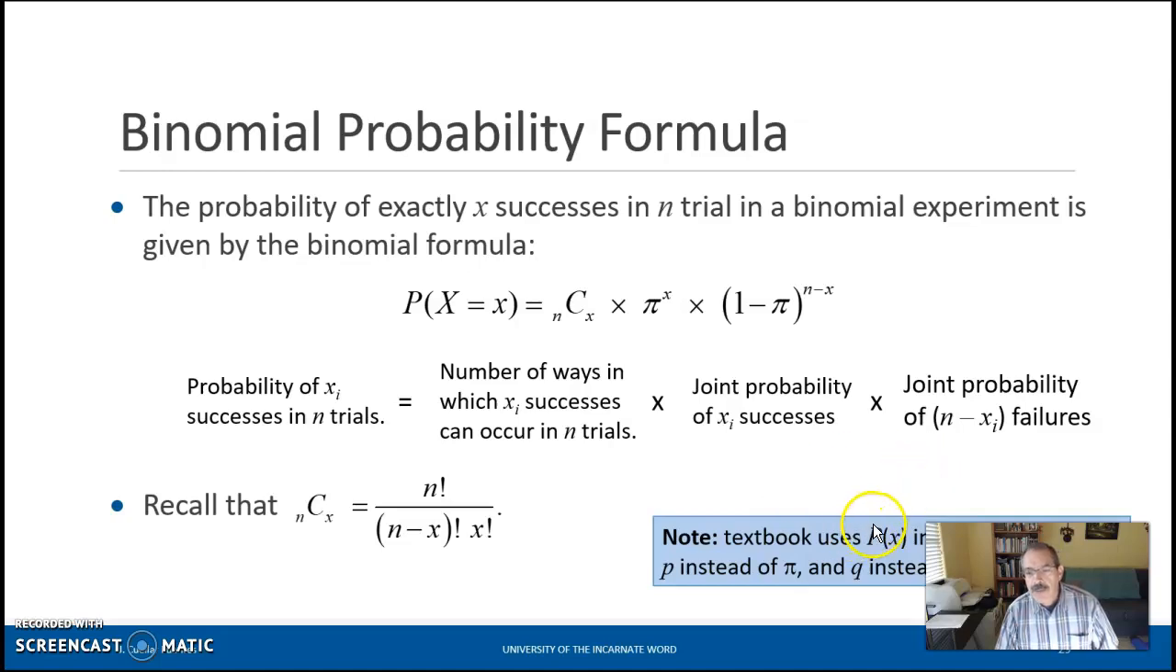Now, I want you to know that the textbook uses a slightly different nomenclature. So they use probability of X instead of probability of X equal to little x. And they use P instead of pi and Q instead of 1 minus pi. And I don't use these letters because these are used for sample statistics, not for population parameters. And I wanted to emphasize that we're dealing with population parameters.